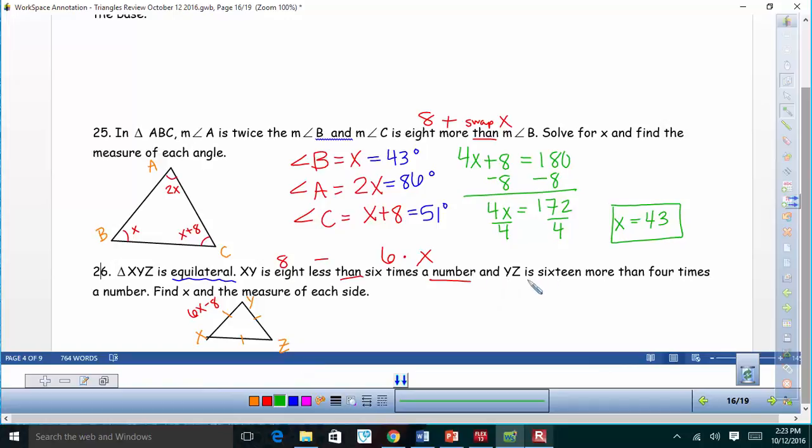Then for YZ, we're going to do 16 more than 4 times a number. So 16 more means plus. We're going to have to swap 4 times a number. So instead of 16 plus 4x, we would write it as 4x plus 16.